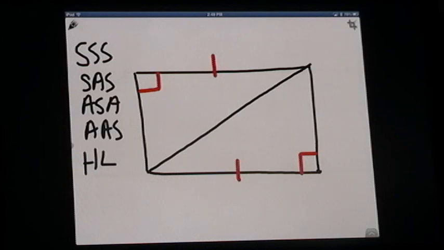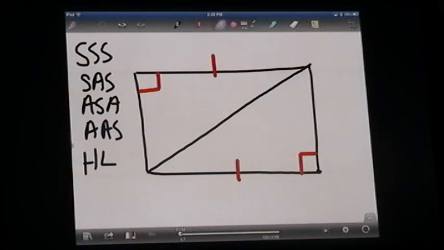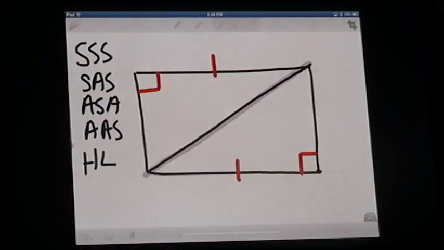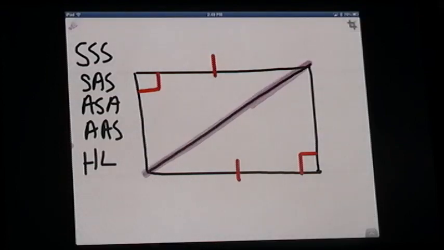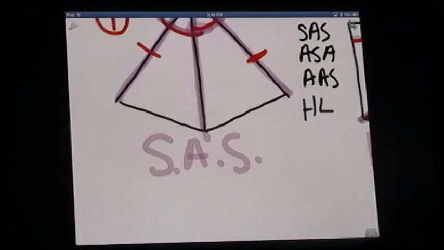So let's check it. We have a right angle, and we have a leg, and then we would have to have a hypotenuse. Okay, this is the hypotenuse of both of them, and one is congruent to the other because it's the same side. So we have a hypotenuse and a leg of a right triangle. So this one would be hypotenuse, leg. Remember, just because it's got a right angle doesn't mean that it's necessarily going to be hypotenuse, leg.